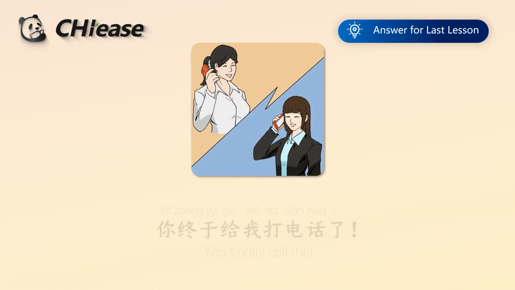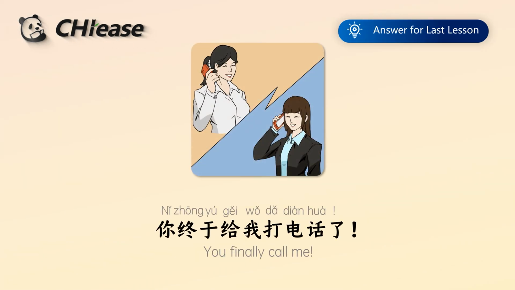Now let's hear the answer to the question I left last time. If I expect my friend to call me and my friend finally call me, I can say, 你终于给我打电话了.